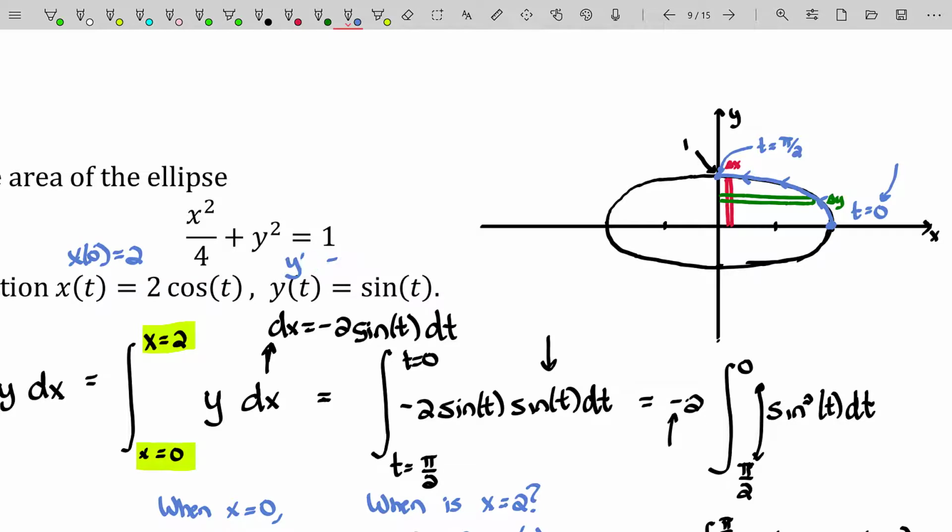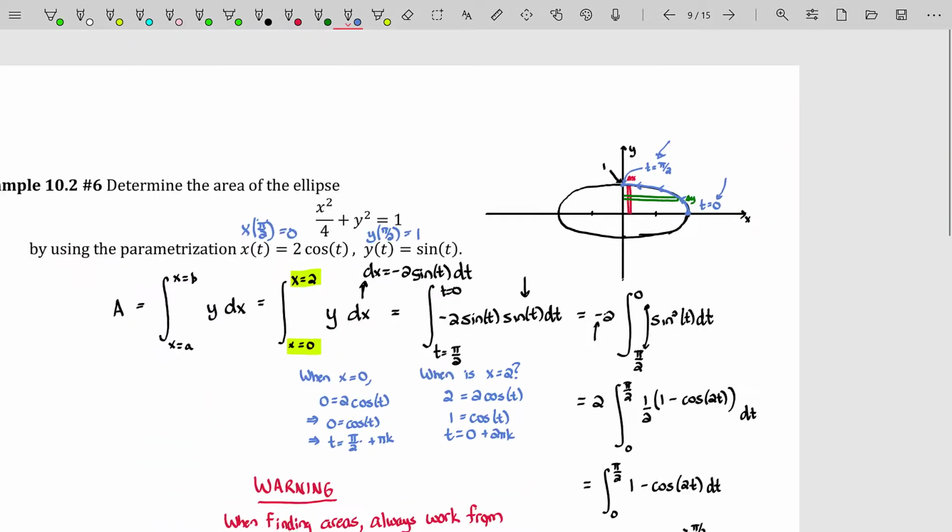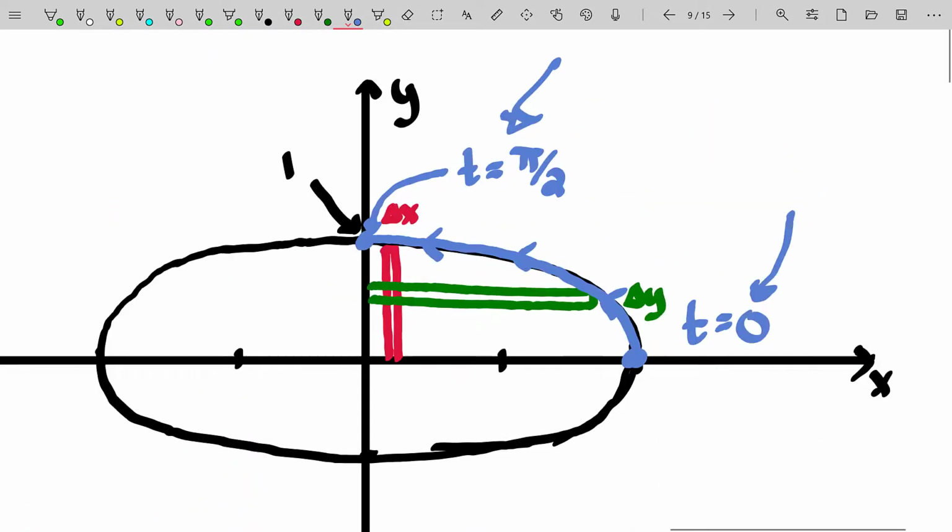And then remember, our other time value is time pi over 2. So let's go ahead and plug that in. At time pi over 2, the y value is 1, and at time pi over 2, the x value is 0. And again, that matches with what we had said here. So in this case, if you were to integrate with respect to y, your time values are not going backwards. They're actually going from 0 to pi over 2. The drawing really helps here, right?